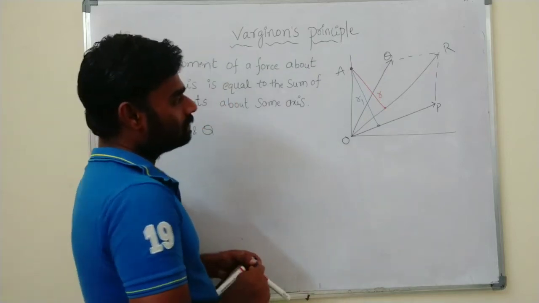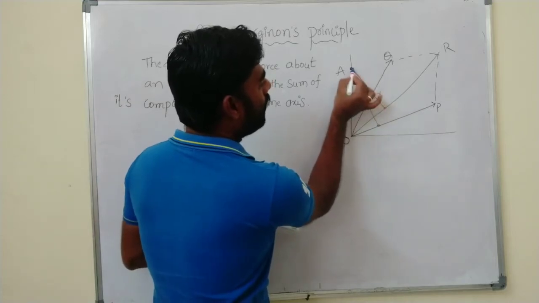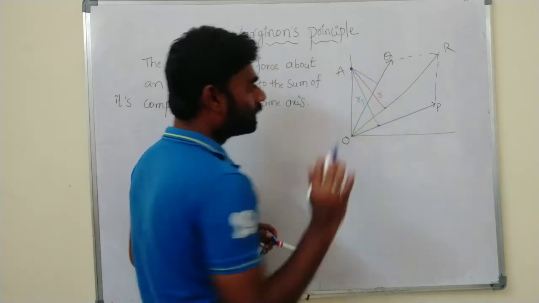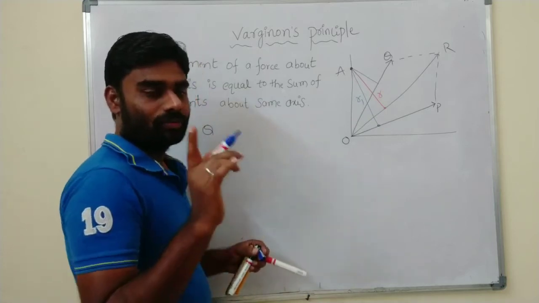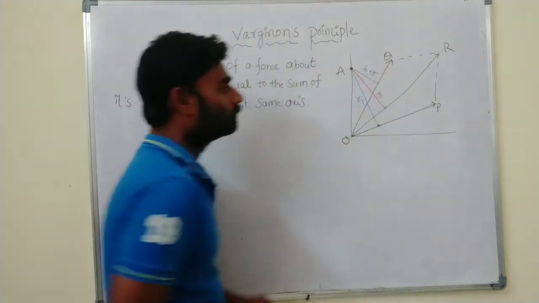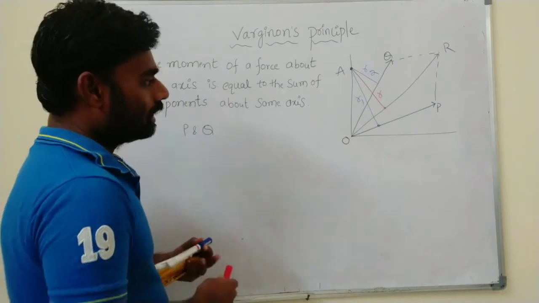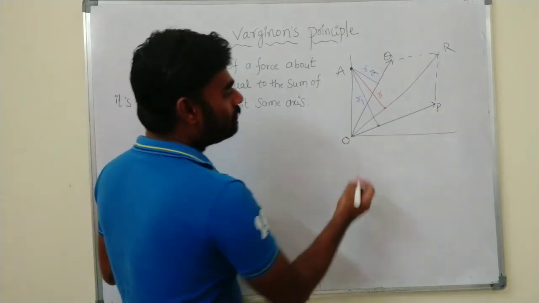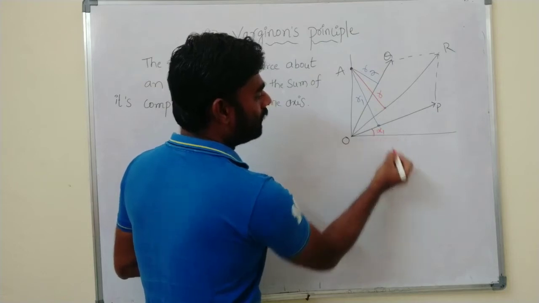Next, I drew a vertical line, that means a perpendicular line, from force Q. Please consider this as R2. This is R2.